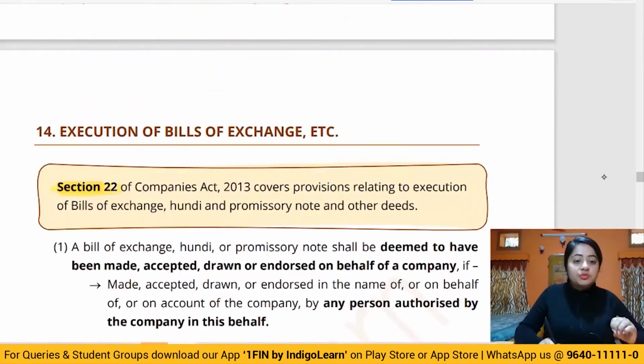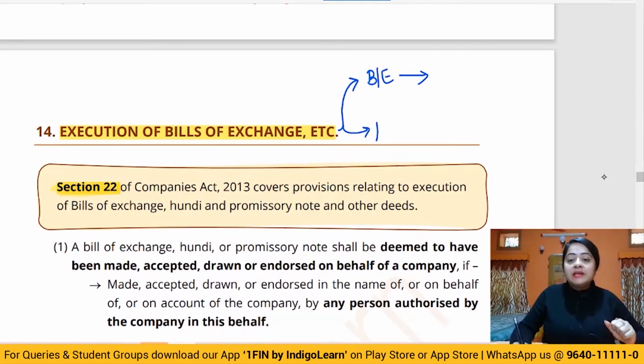Next up, we are seeing section number 22, which talks about execution of bills of exchange and deeds on behalf of the company. Now, this section talks about any bill of exchange, promissory note, other negotiable instruments that are created from the side of the company, who is going to authenticate them, and along with that, if any legal deeds have to be executed for the company, then who is going to execute and sign on those deeds. Okay, so first of all, let's talk about bill of exchange.